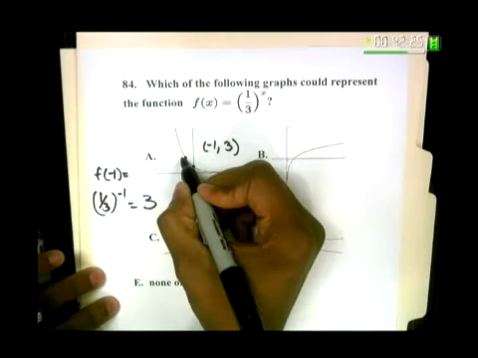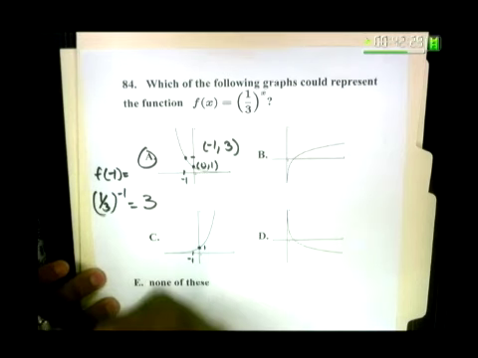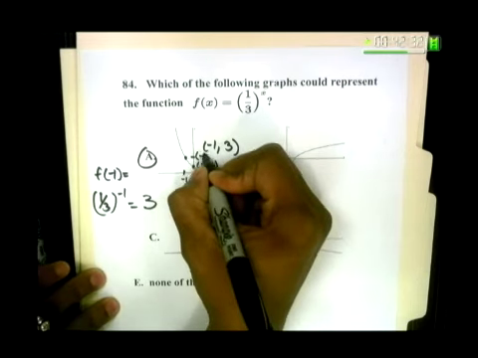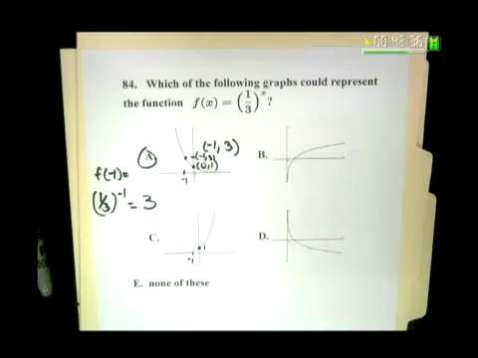A, right? Because if this is the point (0, 1), then this is the point (-1, 3), because 1/3 is less than 1. Exactly. If it were 2 raised to the power of x, then it would have been D. C, okay? Go back and look at that section and look at some of the graphs.